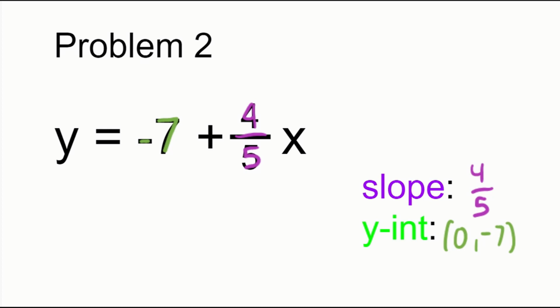Taking a closer look at our slope, which component represents the change in y? The 4 represents the change in y, and which part represents the change in x? The 5 represents the change in x. So it's rise 4, run 5.